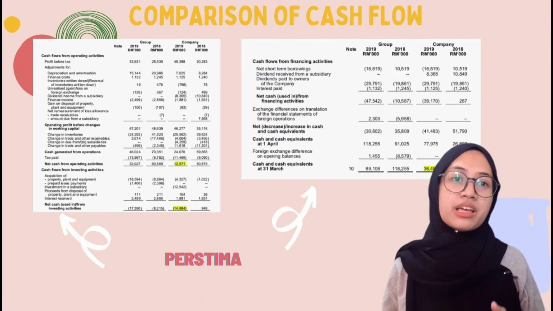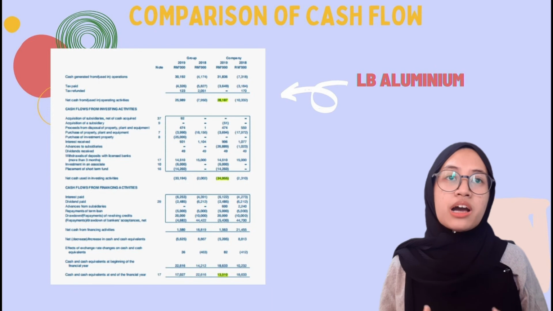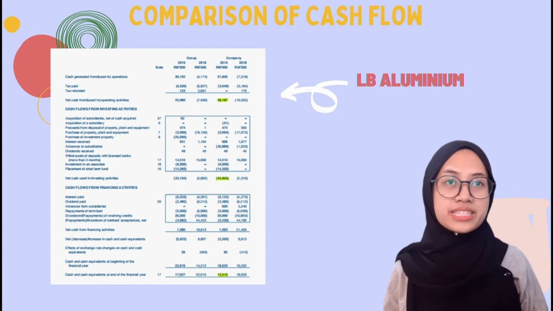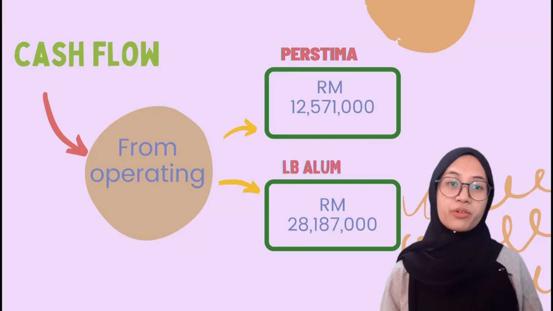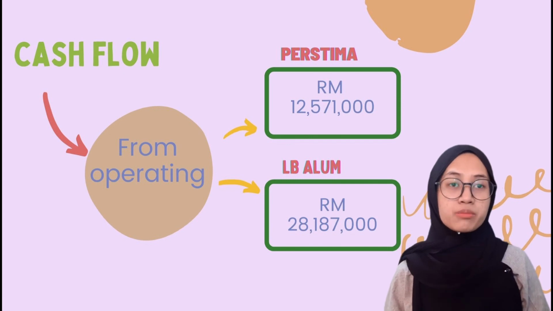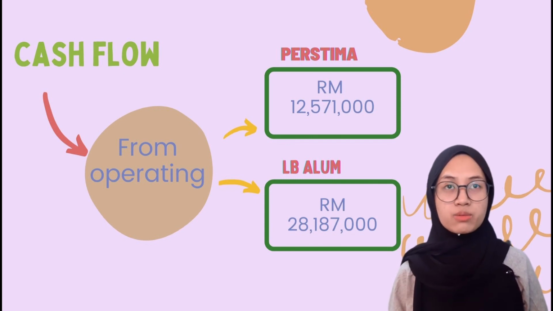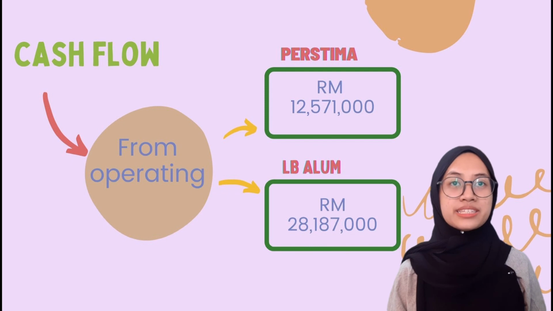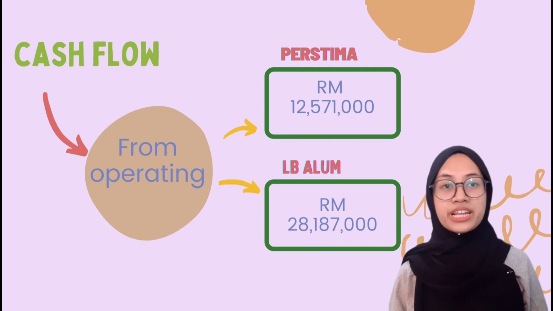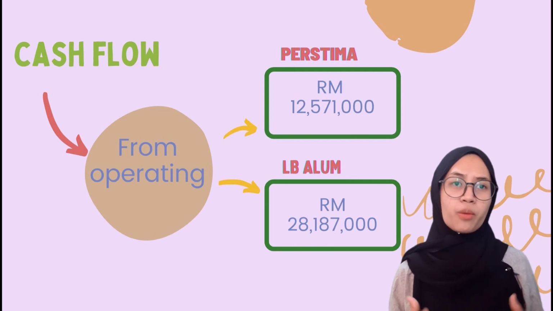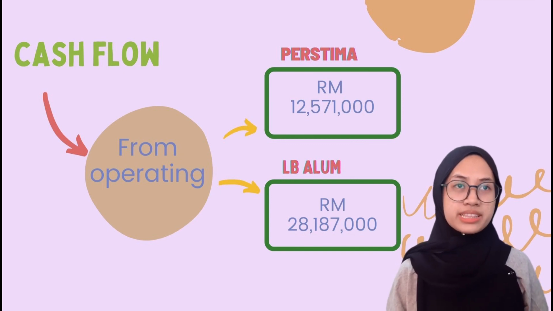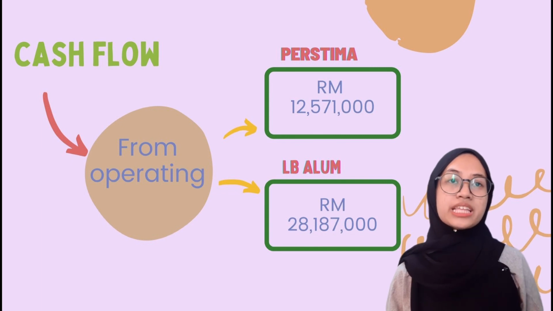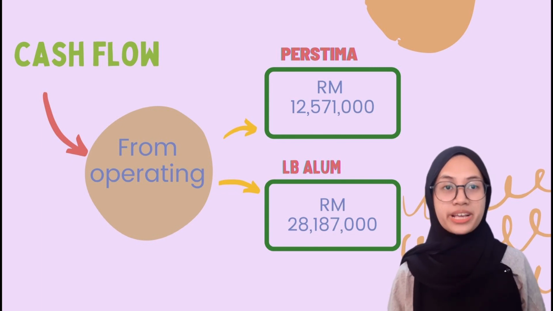Comparison of cash flow. The first step that we need to find is net cash from operating, financing and investing for both companies. The first one is cash flow from operation. For Perstima Berhad, the cash flow from operation is RM12,571,000, while LB Aluminium Berhad is RM28,187,000. So my comment is LB Aluminium Berhad has a higher cash flow from operating than Perstima Berhad, indicating that the company is effective in its core market.